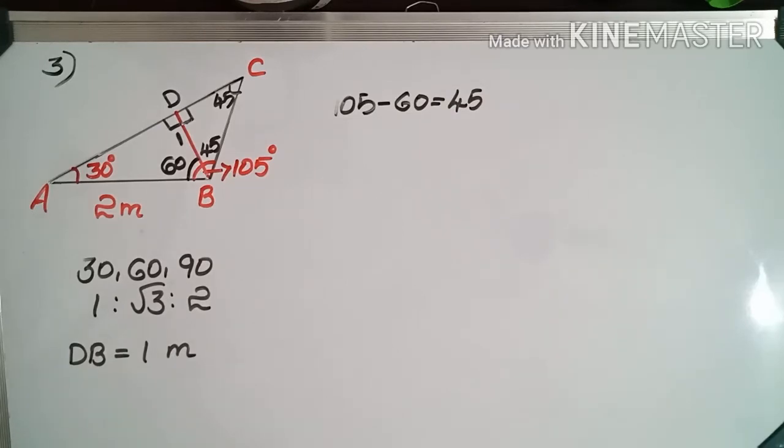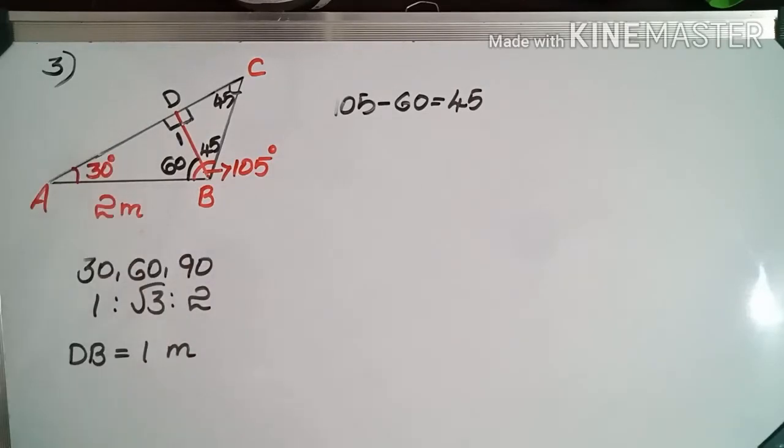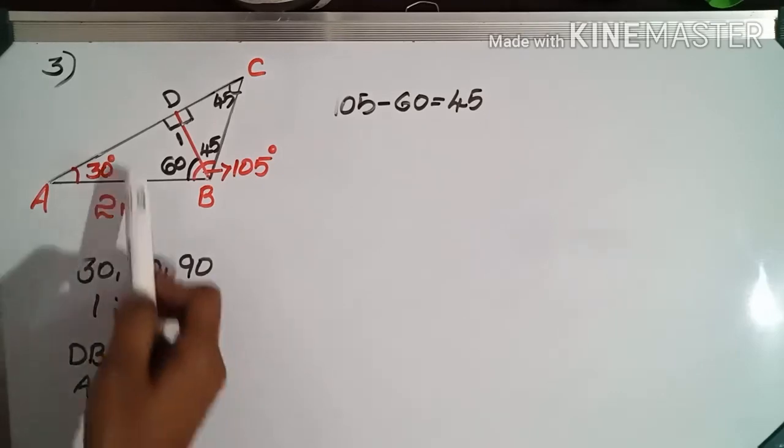Next is 60 degrees opposite. 60 degrees opposite is AD. So AD is equal to what? AD, the side opposite 60, is root 3 meter. So we have got the two portions for the first triangle.